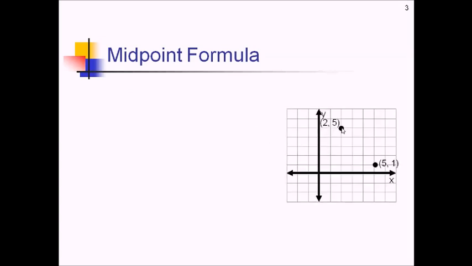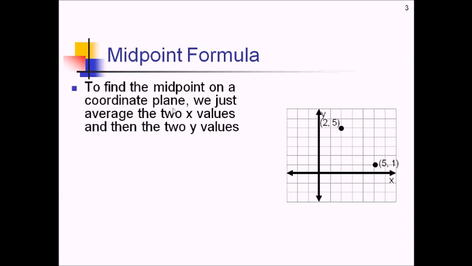So to start things off, let's say we have 2 points on a graph, (2, 5) and (5, 1), and let's say we want to find the midpoint, the point that is exactly halfway between these 2 points. So we're looking for something that is halfway horizontally and also halfway vertically. Mathematically, to do this, we just need to average the 2 x values and then the 2 y values together.